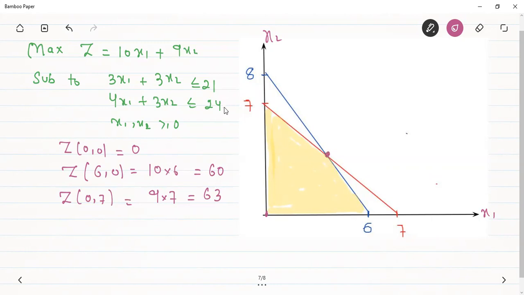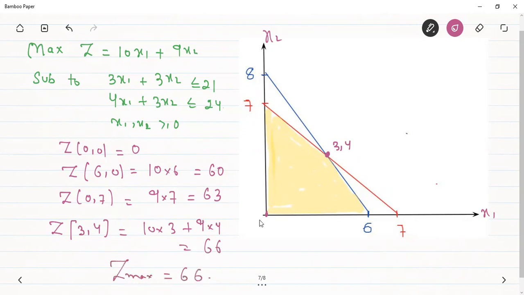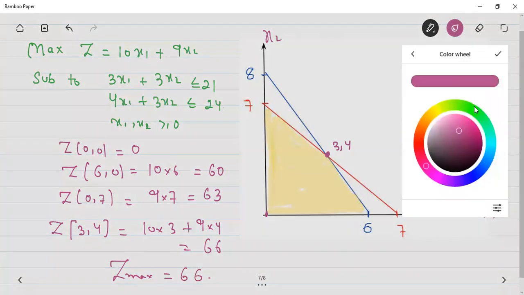Now this is the last corner point, and this corner point will be obtained by solving these two equations. Converting them into equations and solving them, we can see that this corner point comes out to be 3 comma 4. Students know how to solve it, therefore this will come out to be 3 comma 4, and we can get 10 into 3 plus 9 into 4. So this will be equal to 66, and we can see that the maximum value of z is equal to 66.